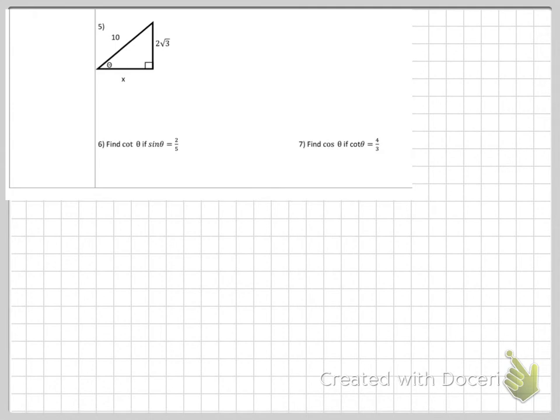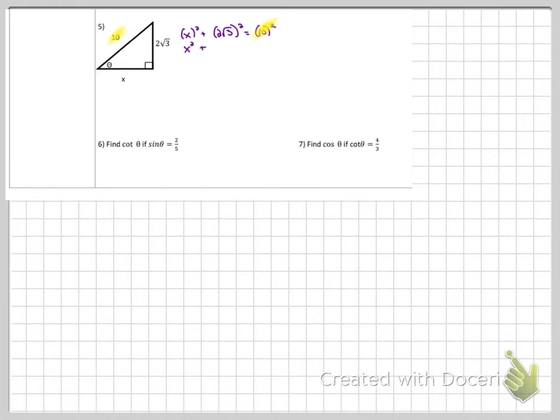Okay, now we have to do this one. We didn't do this one yet. See if you can do Pythagorean theorem for this triangle. So remember, hypotenuse is what it equals. So it doesn't matter the order. X squared plus 2 root 3 squared equals 10 squared. X squared is x squared.